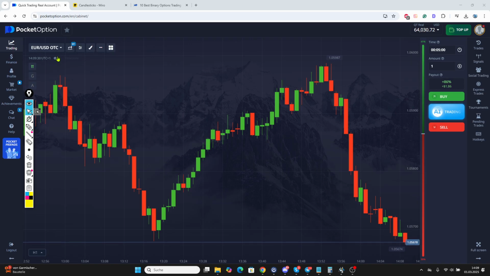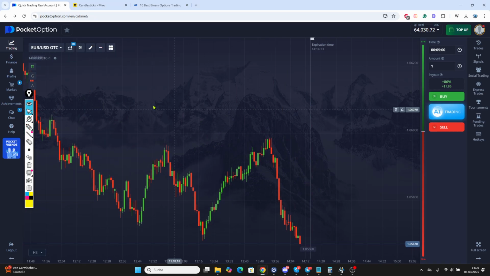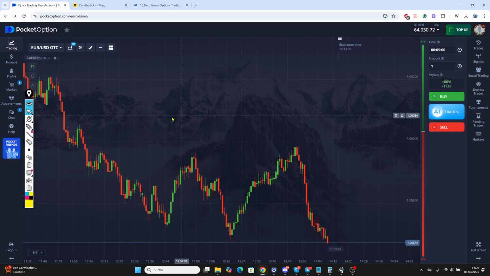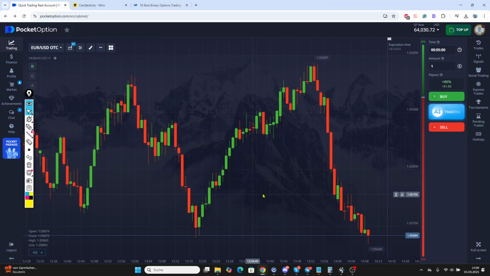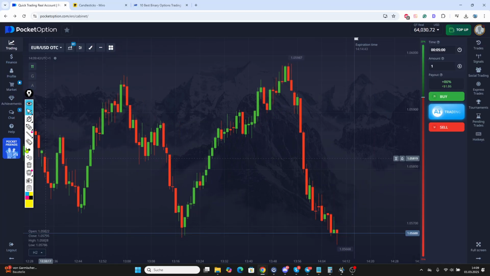We are checking out the OTC chart. This is not the best option. You should go on the real charts and when the market is open. But right now it's Saturday and we are making this tutorial for you. But the movements are the same. And you see here below we break this one.